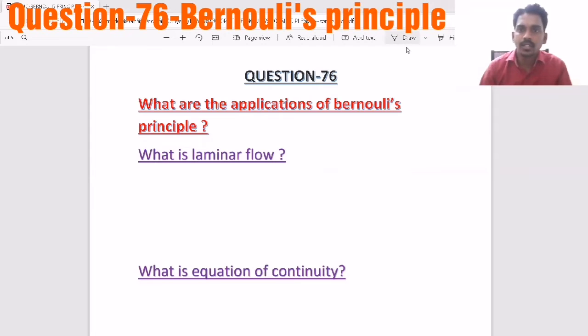Now we are going to study question number 76, that is Bernoulli's principle. The very first thing we have to understand here is what is laminar flow.